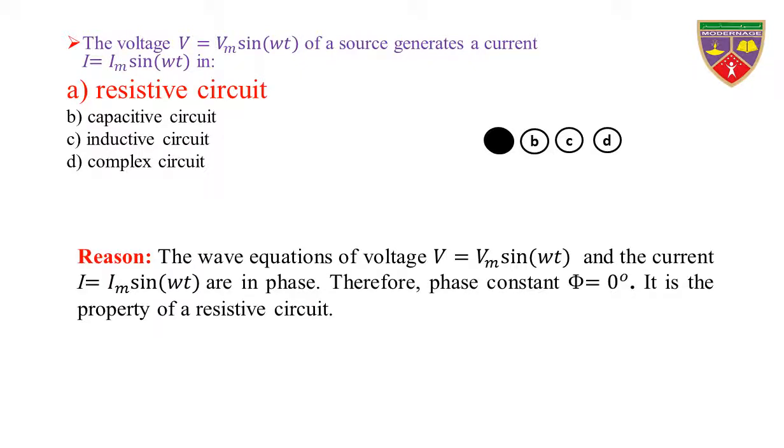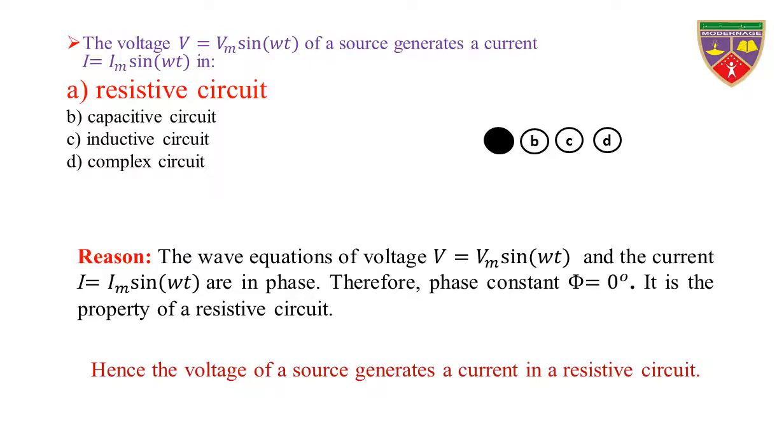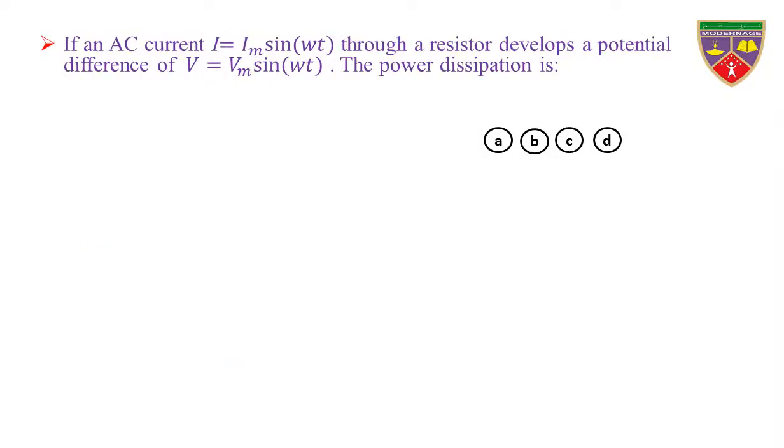Reason: the wave equations of voltage V is equal to Vm sine omega t and the current I is equal to Im sine omega t are in phase. Therefore, phase constant phi is equal to 0 degree. It is the property of a resistive circuit. Hence, the voltage of a source generates a current in a resistive circuit.